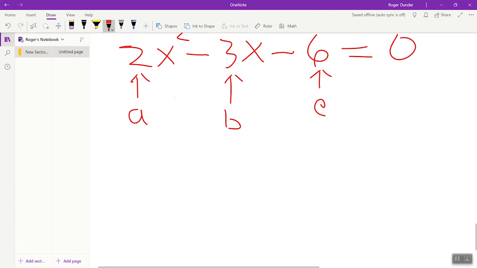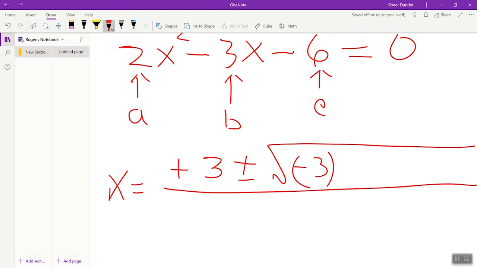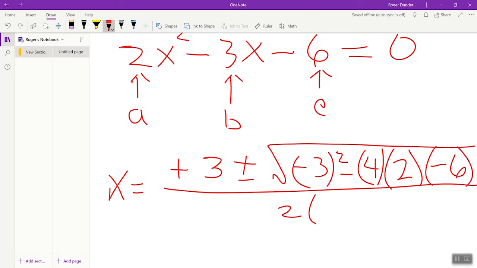So, quadratic formula. Okay. x is equal to minus B. That's minus a minus 3, which is 3, plus or minus the square root of B squared, minus 3 squared, minus 4 times A, which is 2, times C, which is negative 6, all divided by 2 times A, which is also 2.